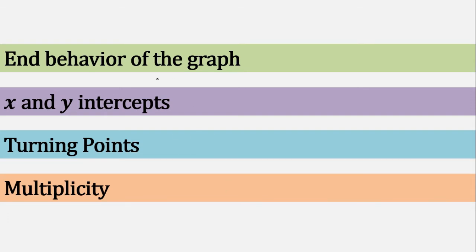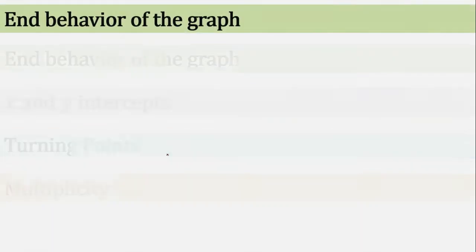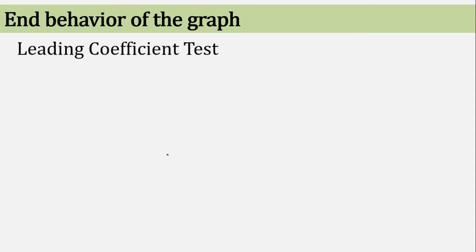First, we need to know how to identify the end behavior of the graph, how to get the x and y intercepts, to count how many turning points, and to discuss the concept of multiplicity of roots or zeros. So let's start with the end behavior of the graph. We have what we call the leading coefficient test. In the leading coefficient test, we test the leading coefficient of a polynomial function, and it tells us the end behavior of the graph.